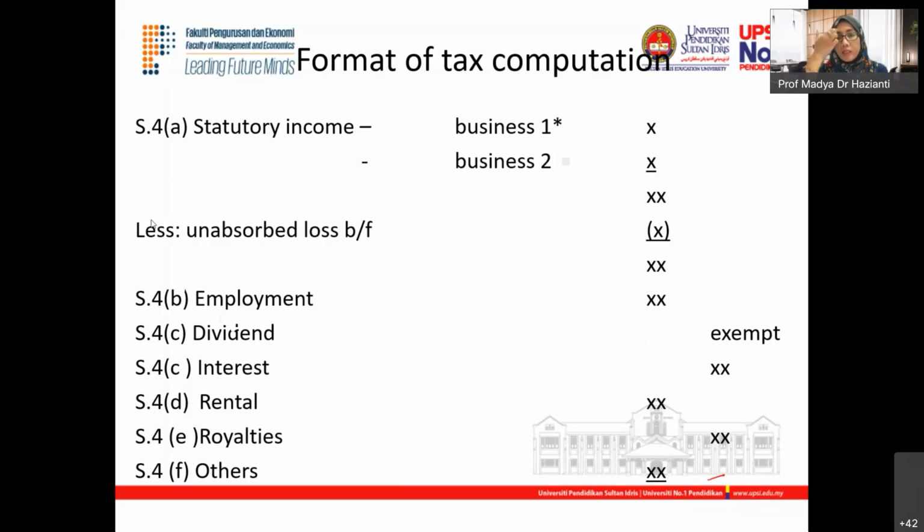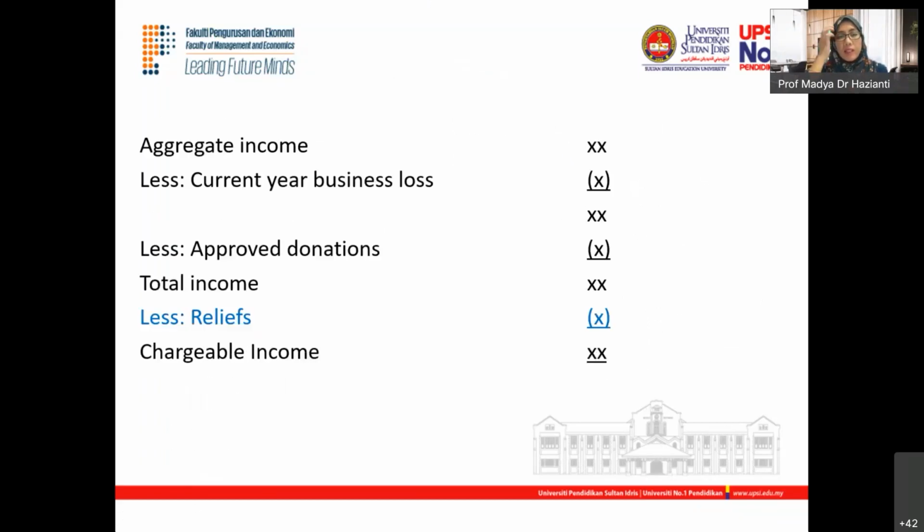Kita add all the different categories. And then if let's say the business is making loss, tadi unabsorbed business loss brought forward from last year. Let's say the current year of assessment masih lagi loss, so kita boleh tolak dekat sini. Dia tak tolak kat atas, current year dia tolak dekat bawah selepas aggregate income. And then if they have donations, but remember it cannot be more than 7% of total income. And relief, kita dah buat personal relief hari tu. And then this is the chargeable income. Alright.